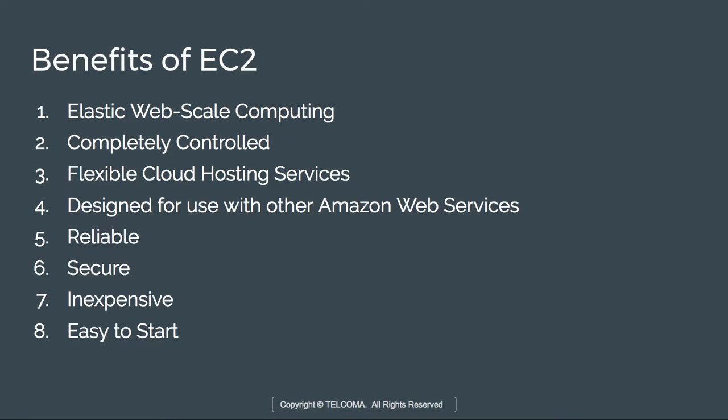Now, what are the benefits of EC2? The very first benefit is elastic web scale computing. Amazon EC2 enables you to increase or decrease capacity within minutes, not hours or days, within minutes. We can commission one, hundreds, or even thousands of server instances simultaneously. Because all of this is controlled with web service APIs, your application can automatically scale itself up and down depending on its needs. So, this is elastic web scale computing.